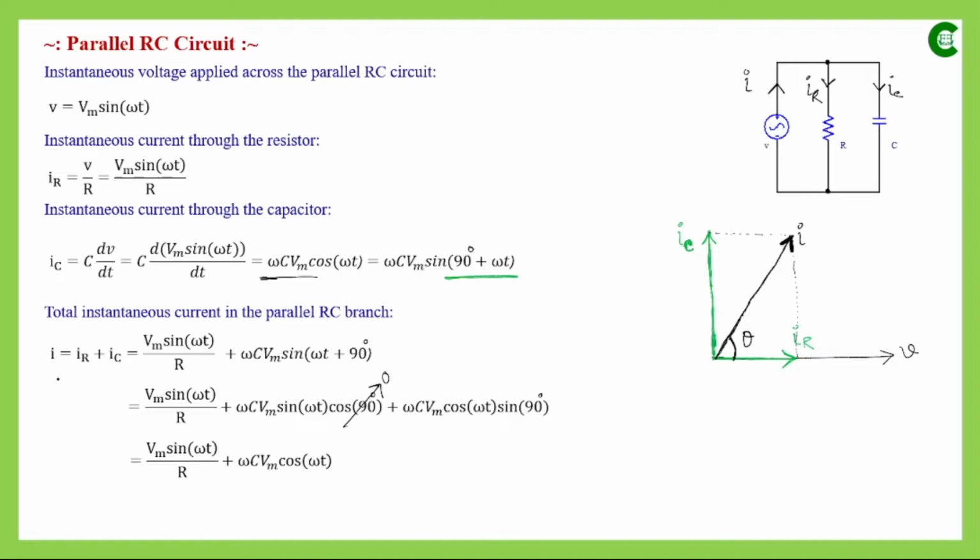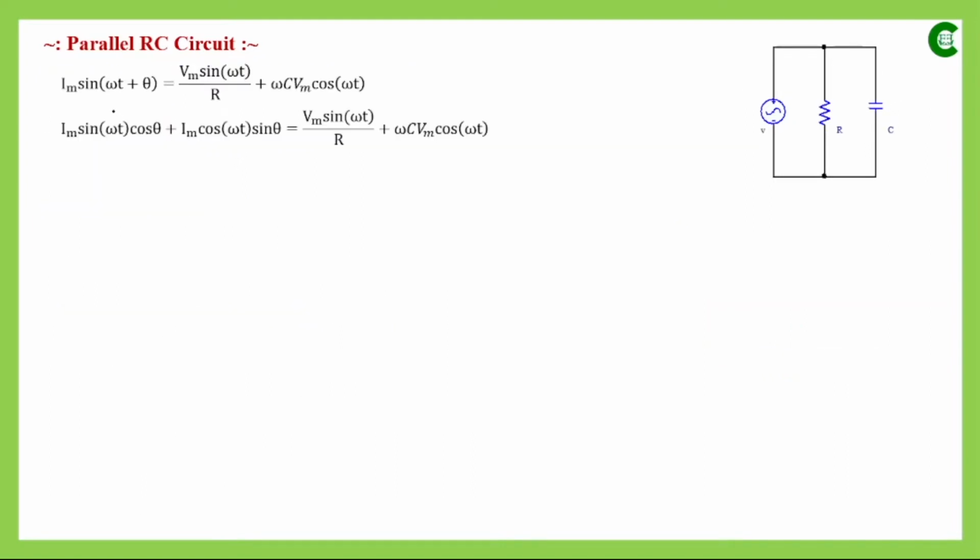So now on the left side, if we express the instantaneous value of the total current in terms of a sinusoidal wave, then it can be written as Im sine omega t plus theta, where Im signifies the peak or maximum value of that total instantaneous current. Now on the right side we are keeping the same terms. Next we will expand this compound angle on the left side. So if we expand it, it will be Im sine omega t cos theta plus Im cos omega t sine theta, and on the right side we are keeping the same terms.